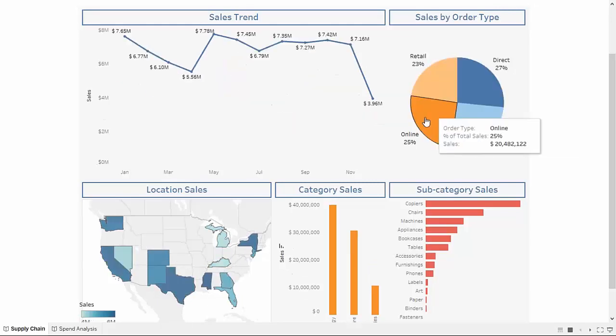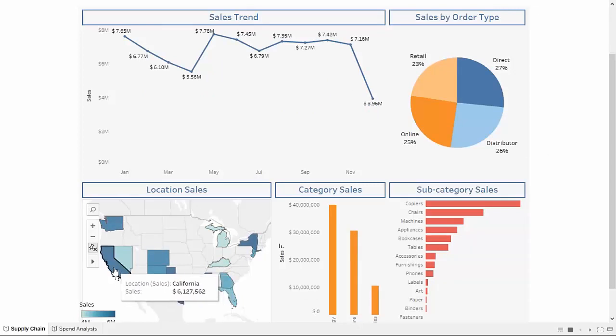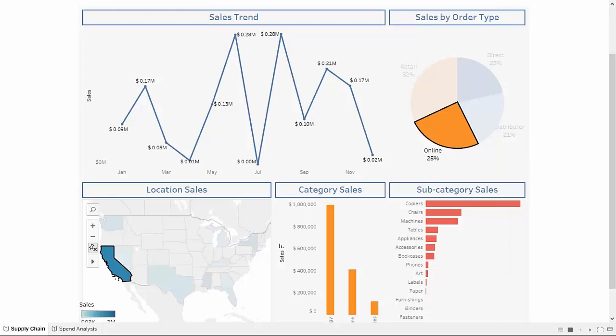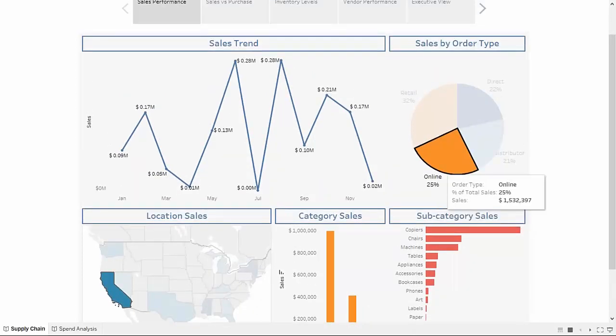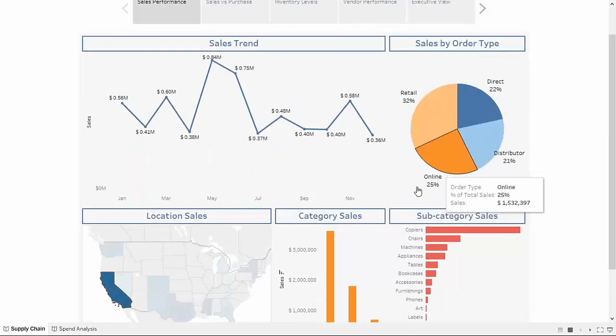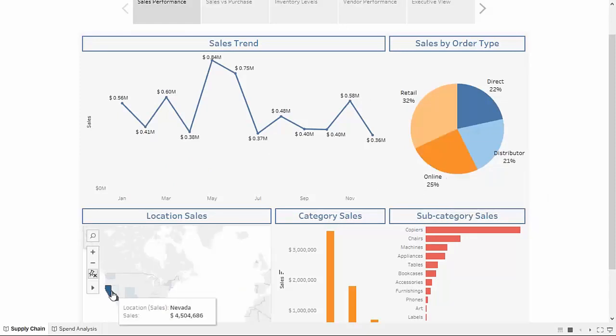I can also go back to specific locations and look at the health of the business. Let's say if I select California, I will be able to see the subsequent visualizations changing according to my selection. I can clearly make out that copiers have been the most selling product in all the categories together. If I deselect online business, I will be able to see the overall business performance through various channels for California state.